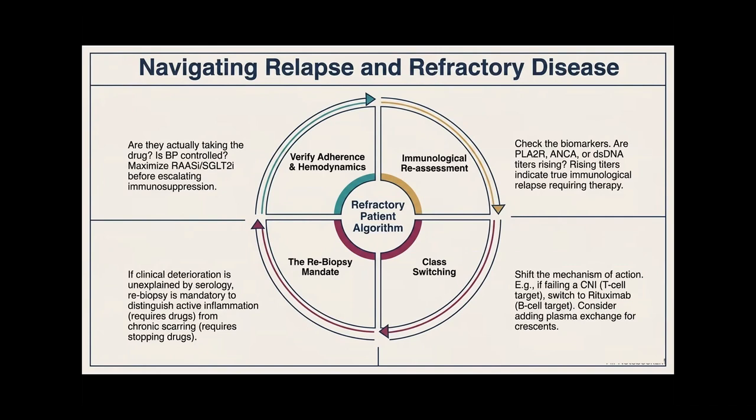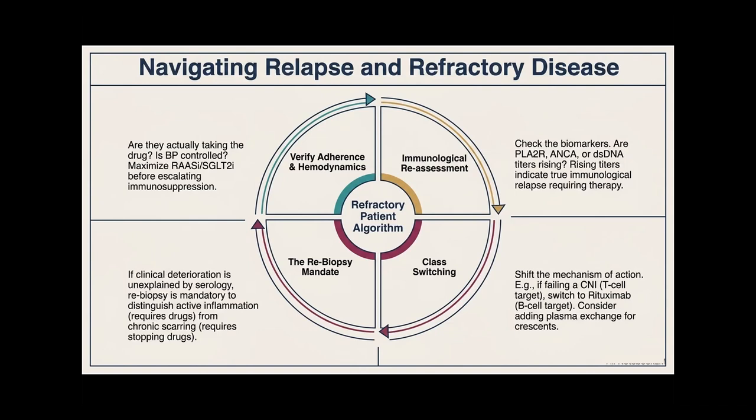First step is verify whether the patient is taking the drug. And is he getting adequate ROS inhibition and SGLT2 before adding on immunosuppression. Then immunological reassessment. Check the biomarkers. Is PLA2R positive, ANCA positive, or dsDNA titers rising? Rising titers indicate true immunological relapse requiring immunosuppressive treatment.